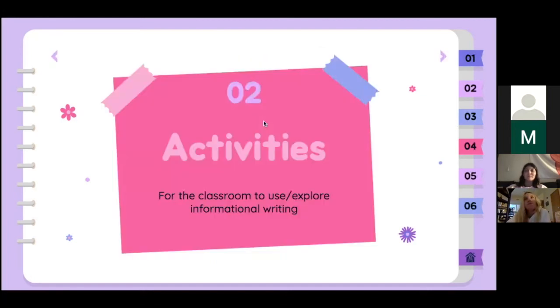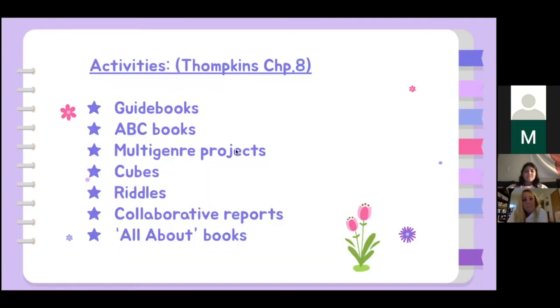Okay, now we will get into some of the activities for the classroom to use and explore informational writing. Some activities from Tompkins Chapter 8 include guidebooks, ABC books, multi-genre projects, cubes, riddles, collaborative reports, and all about books.